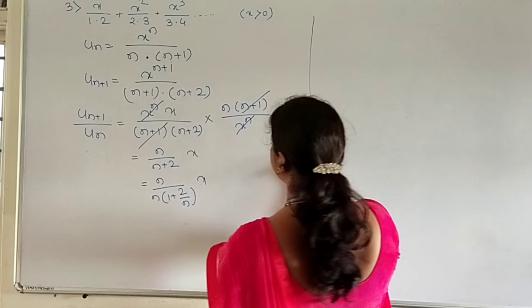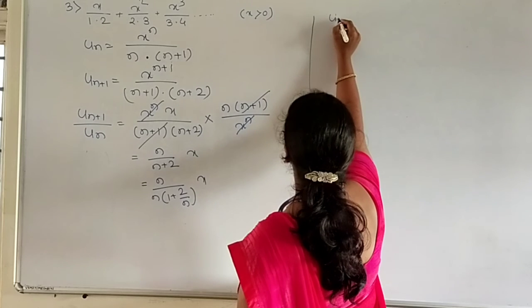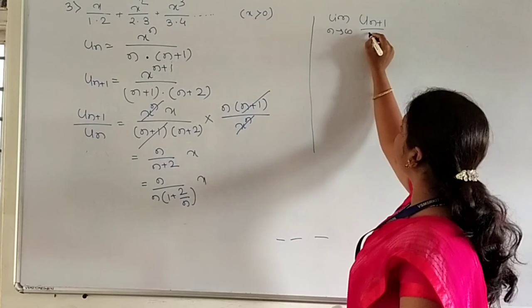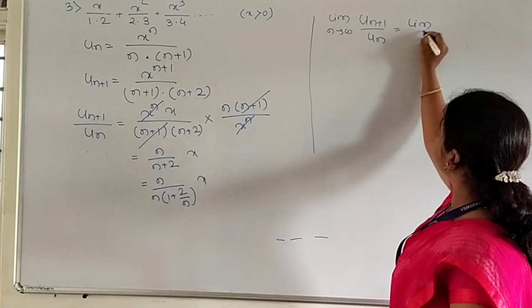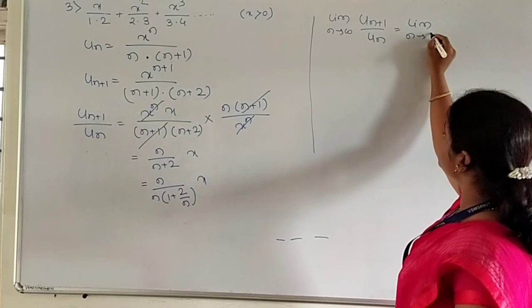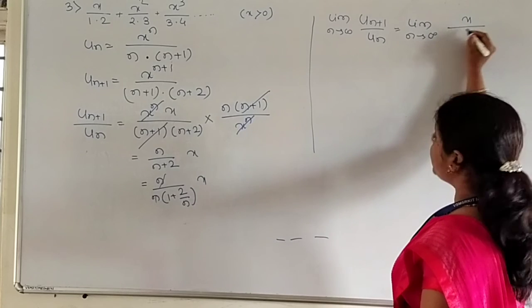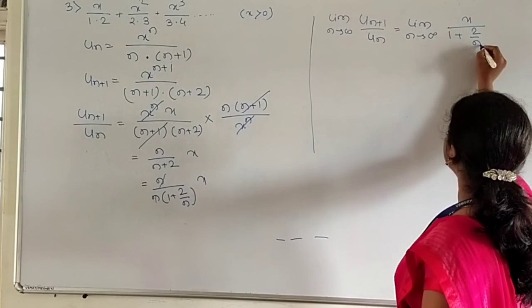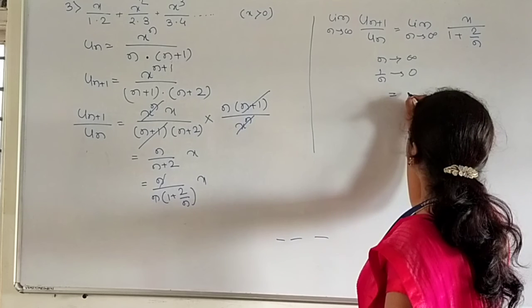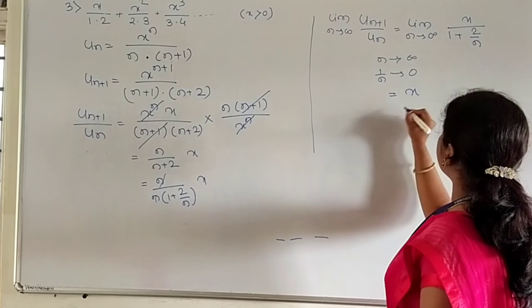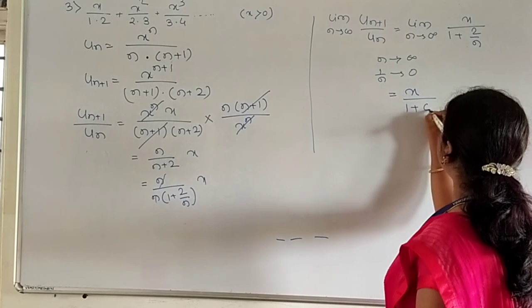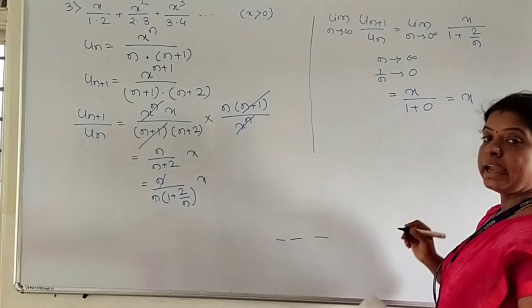Now we have to take the limit as n tends to infinity on both sides. u(n+1) divided by u(n) is equal to limit as n tends to infinity, this n gets cancelled, x divided by 1 plus 2 by n. As we know, n tends to infinity, 1 by n tends to 0. That's why the value of this becomes x divided by 1 plus 0, is equal to x.